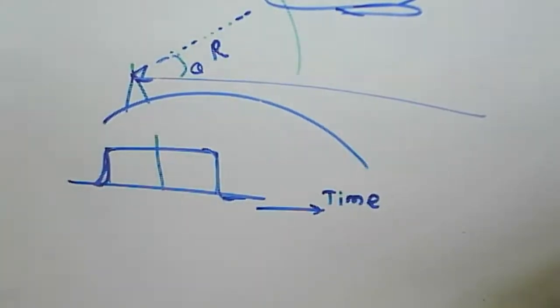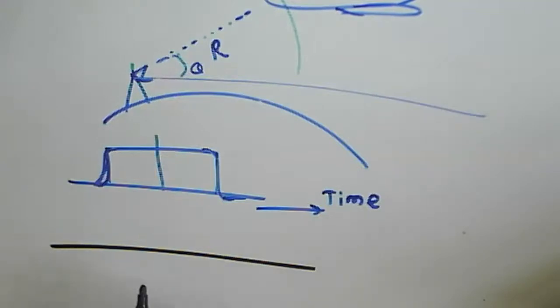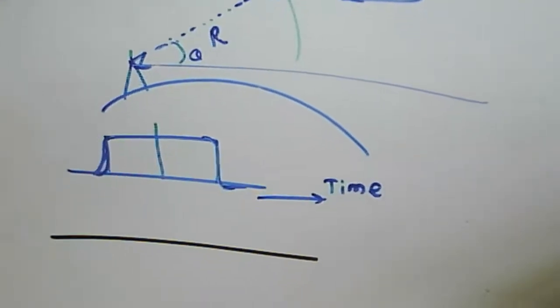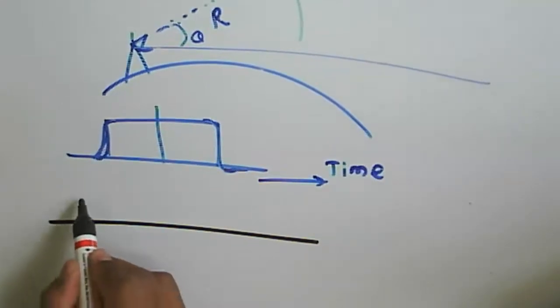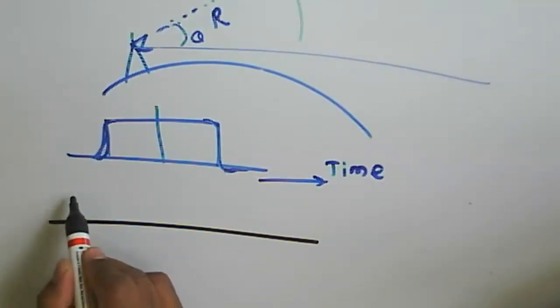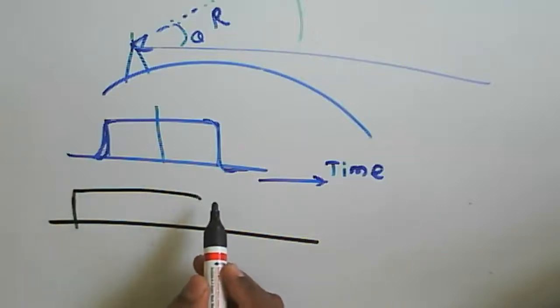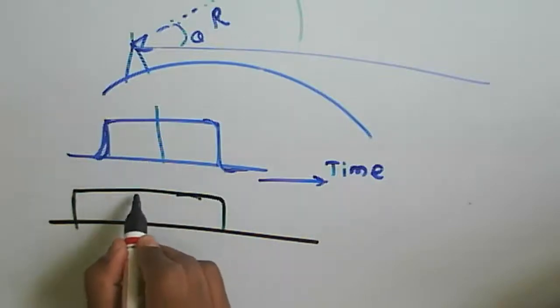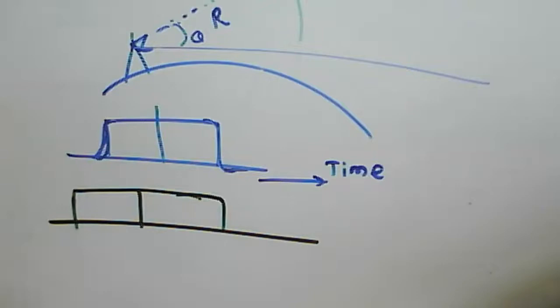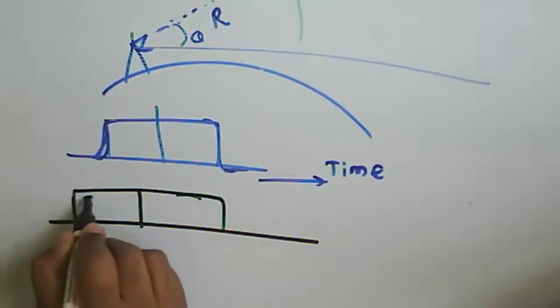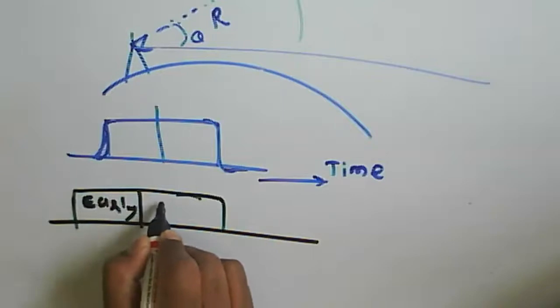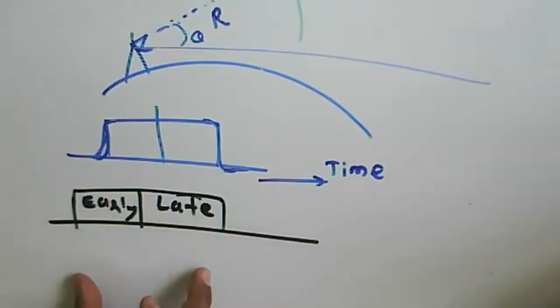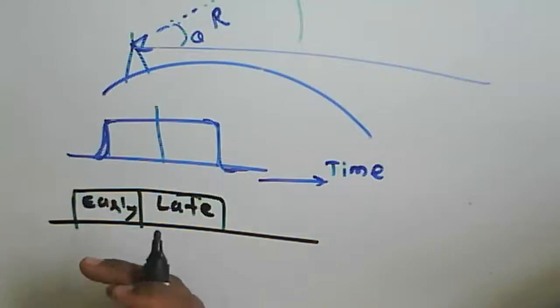So in this case, we will get an early gate and a late gate here. Suppose this one is the early gate and this one is the late gate. Okay, so this one is the early gate and this one is the late gate. We can see the early and the late gate now.